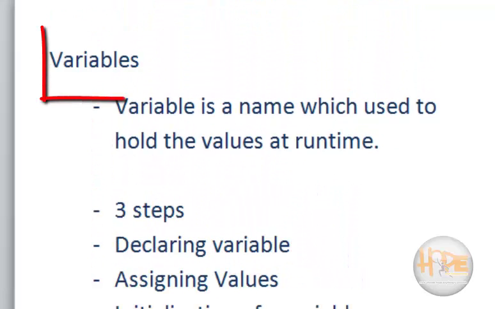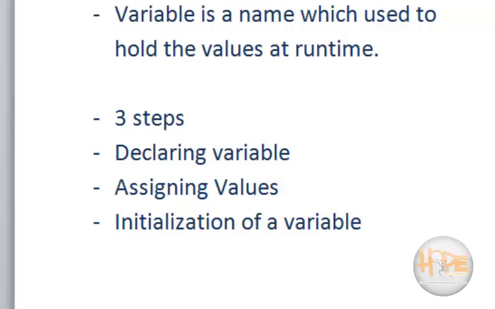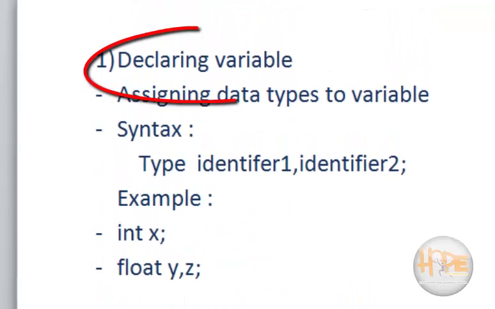Now let's study variables. Variable is a name which is used to hold the values at runtime. 3 steps: declaring variable, assigning values, and initialization of a variable. First, declaring variable. Declaring variable means assigning data type to the variable. Once a variable is declared, it is ready to use.